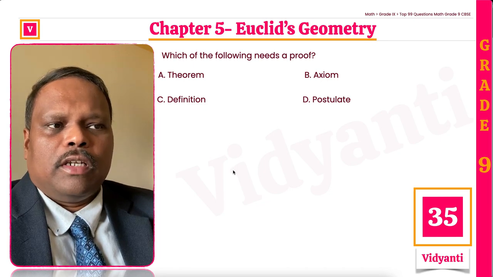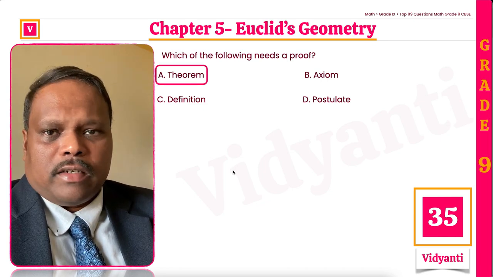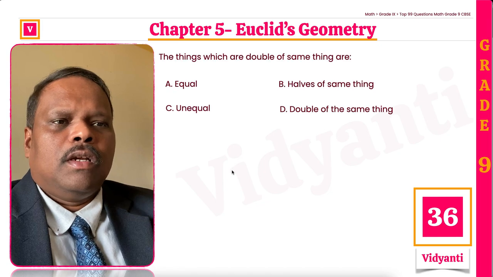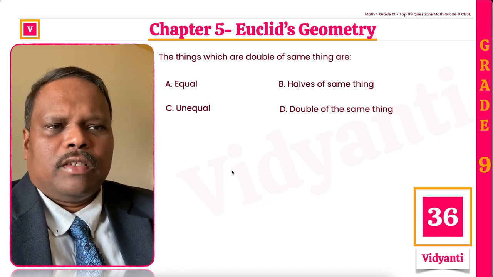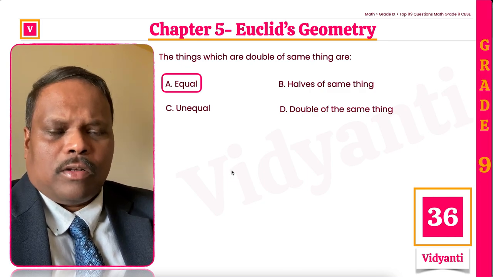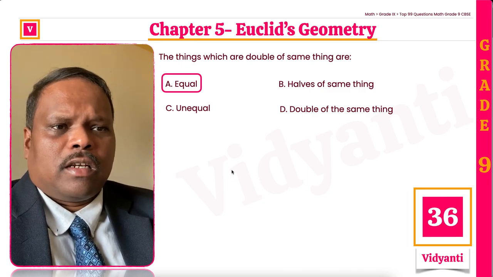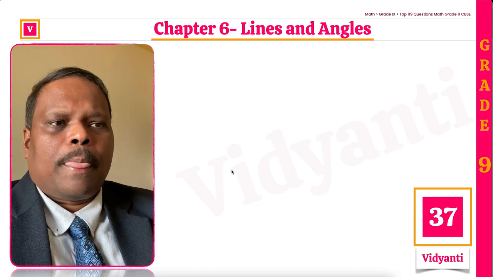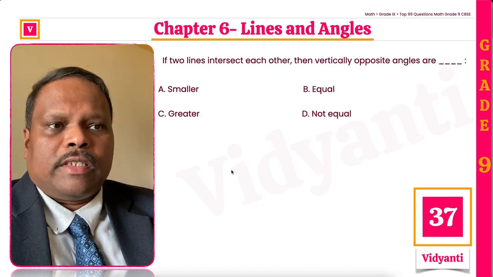Which of the following needs a proof? Well, the correct answer is theorem. The things which are double of the same things are also equal. Things which are half of other things are also equal. These are given in the chapter. Let's go to chapter 6, lines and angles.